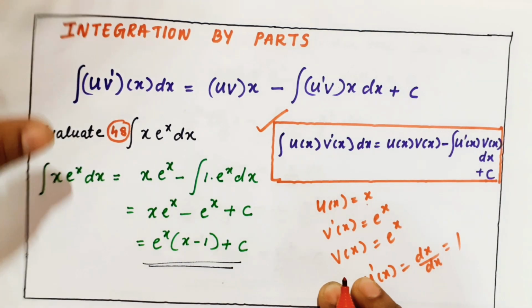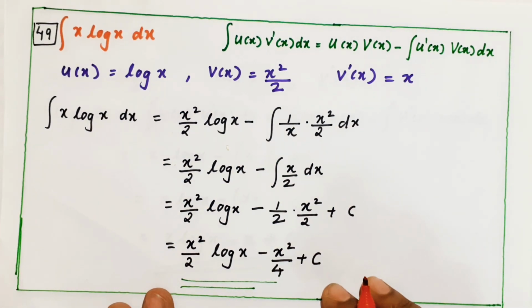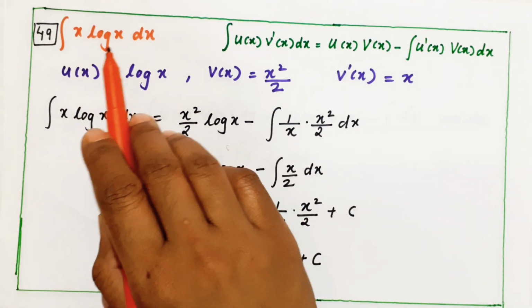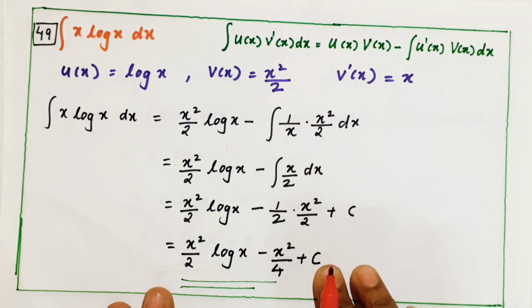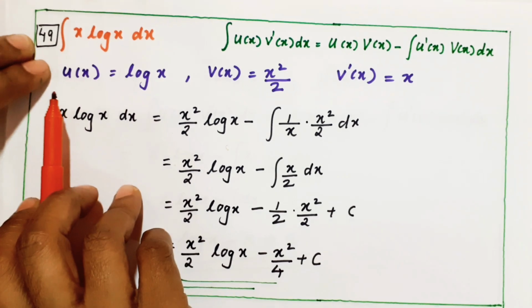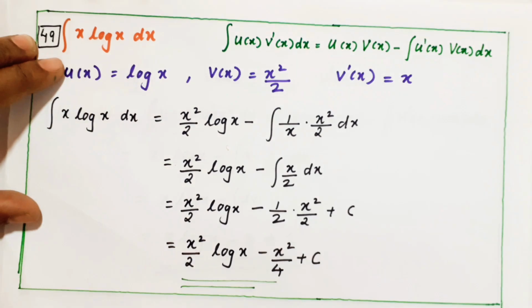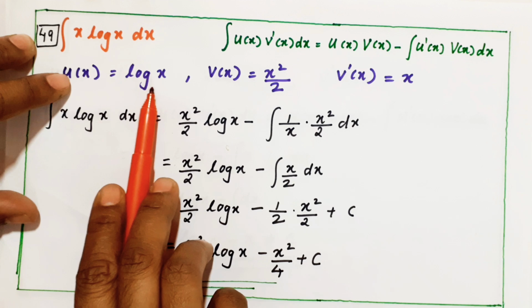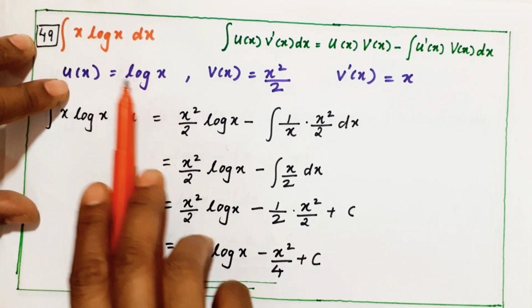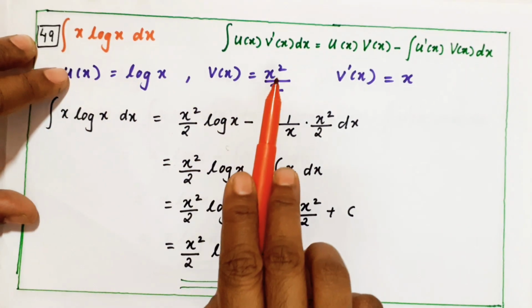Now see the next question. Question number 49. Integral of x log x dx. Very good question. Same like the previous case, I am taking this as u. So here the first term, log x, I can take it as u of x. What is u of x? U of x I am taking as log x and v of x I am taking it as x square by 2.